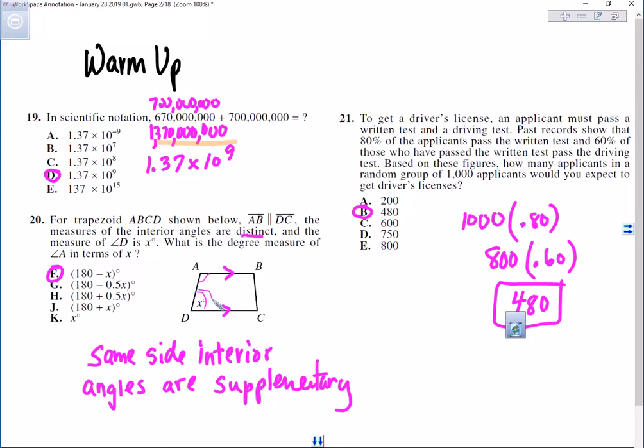Number 20, if these are parallel, then that makes these two angles here and here same side interior angles. And same side interior angles are supplementary. Supplementary means they add up to 180 degrees. So to find the measure of A, we just do 180 minus the x. Now this last problem. On the last one, we do 80% of 1,000 and 60% of that, or you could have just done 1,000 times 0.8 times 0.6 to get to the 480.